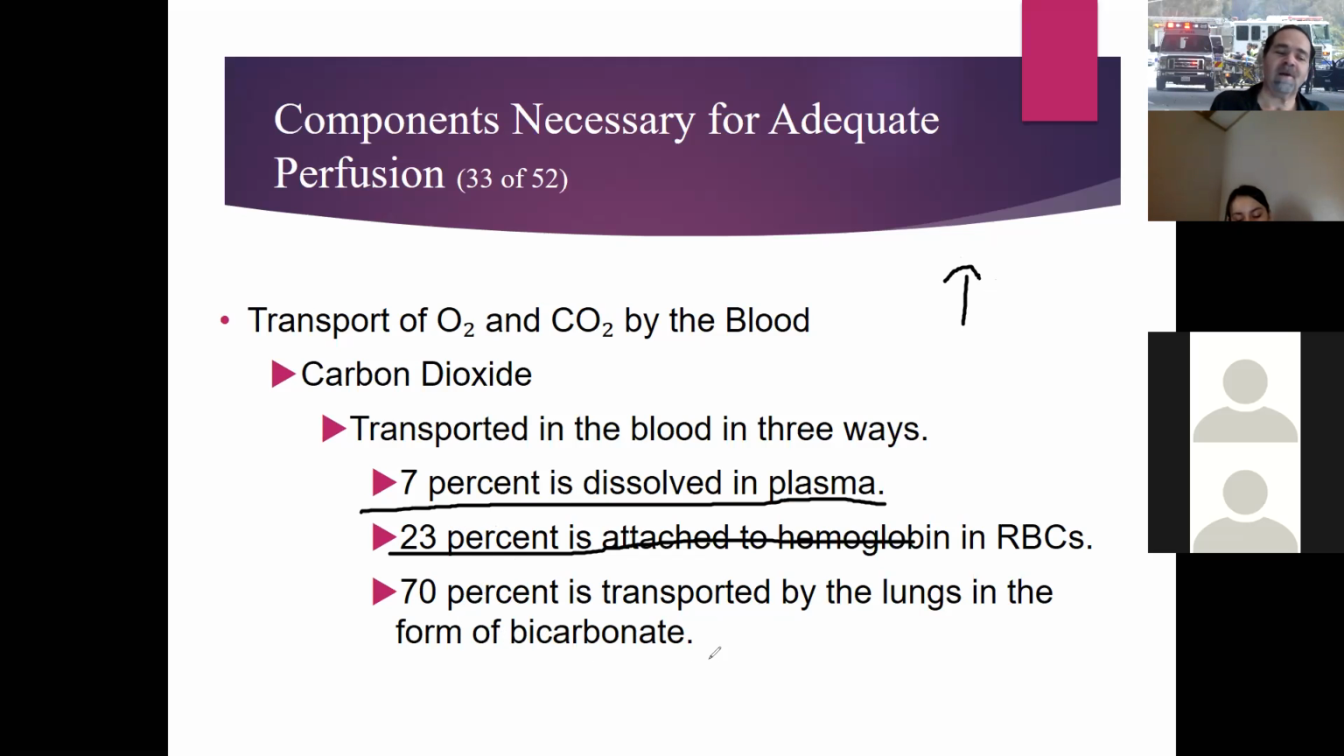Where do you have carbon dioxide and oxygen exchange in the body? Where do you replenish the carbon dioxide and oxygen? Capillaries. Yeah, capillary beds. But what capillaries? Lungs. Yeah, in the lungs. That's where you get it. So that's why it's telling you that 70% of the transport is transported by the lungs. That's where the carbon dioxide exchanges with O2 and it leaves through the respiratory tract.